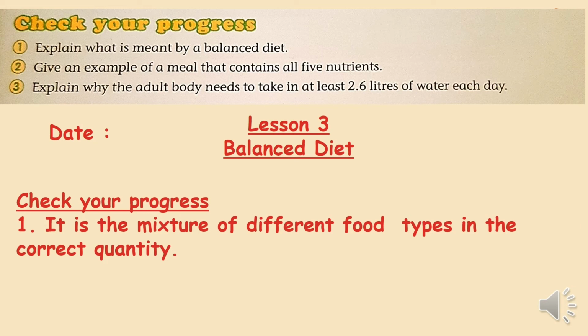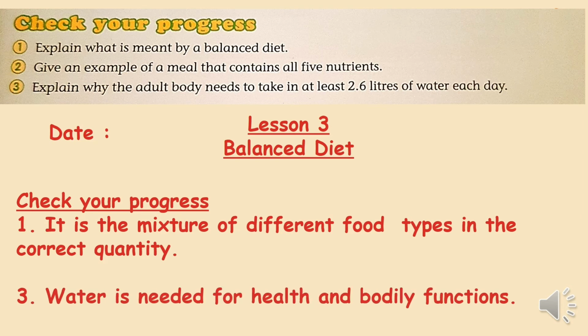Explain why the adult body needs to take 2.6 liters of water each day. Why do they need that much water? Because it's needed for health and bodily functions, right? For our health, we need water. We need water to survive. If the body functions are not proper, we are not going to survive. We will die. So that's it.